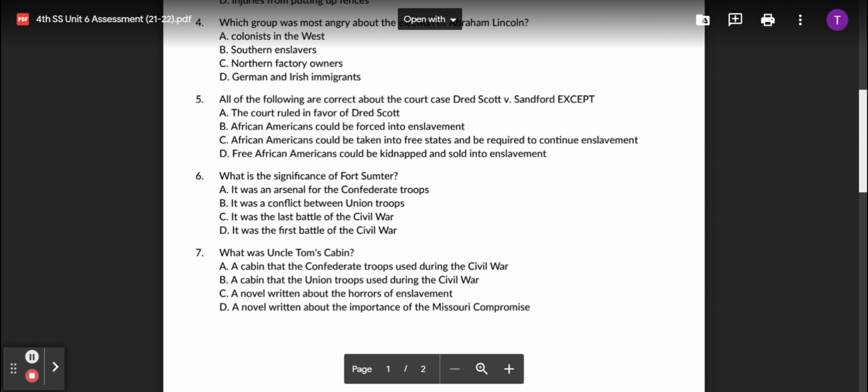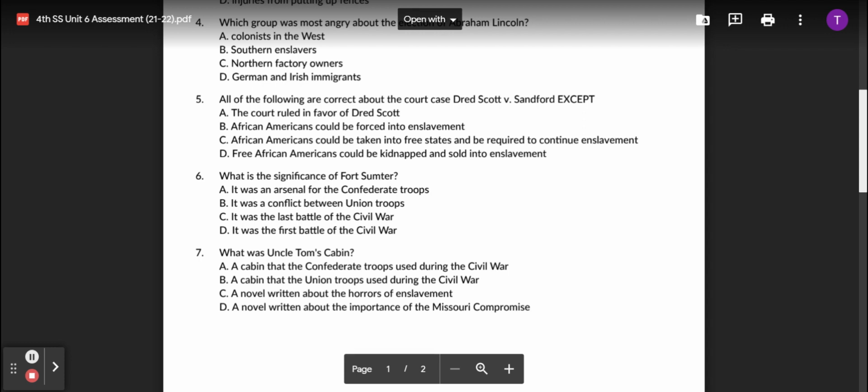6. What is the significance of Fort Sumter? A. It was an arsenal for the Confederate troops. B. It was a conflict between Union troops. C. It was the last battle of the Civil War. Or D. It was the first battle of the Civil War.